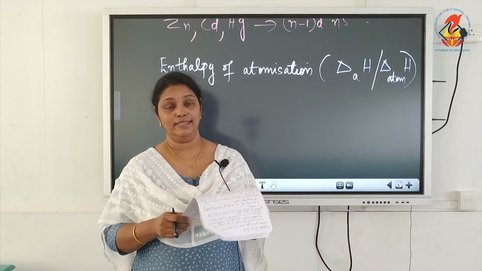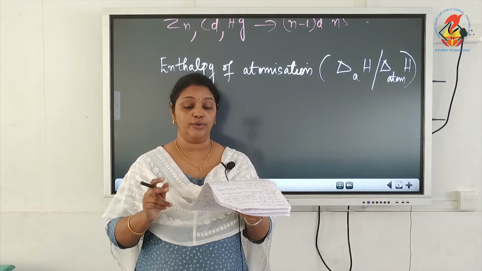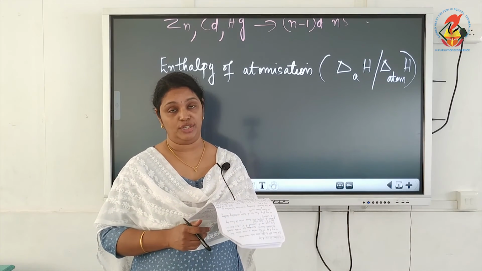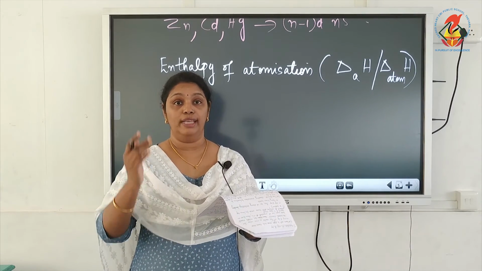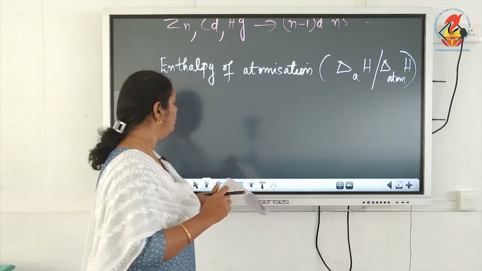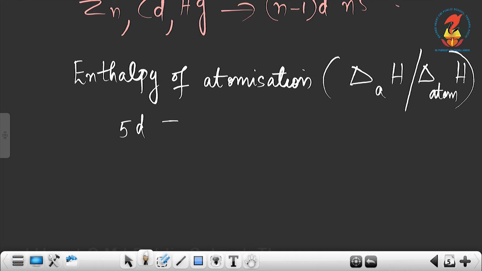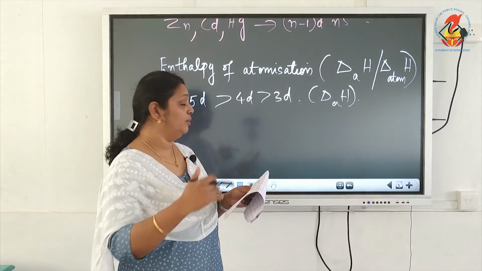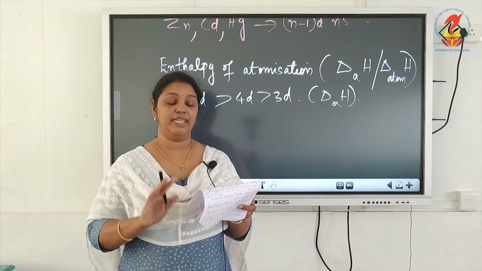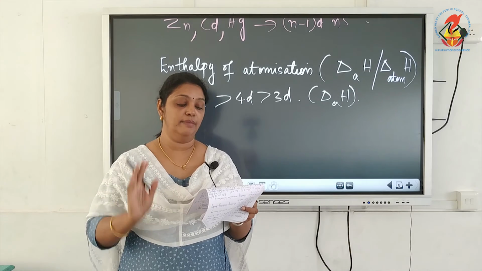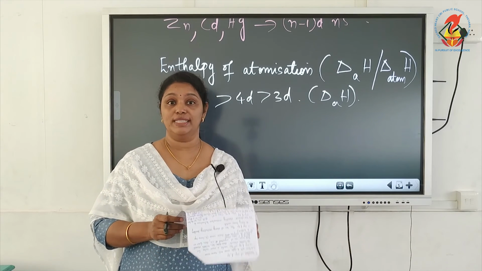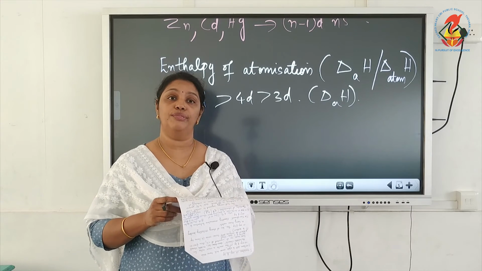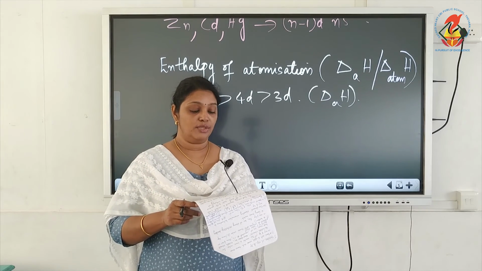Compared to 3d series, 4d and 5d series have greater enthalpy of atomization. Why? When you compare 3d, 4d and 5d, who has greater enthalpy of atomization? 5d greater than 4d greater than 3d. The enthalpy of atomization is in this order. Now why this order? This is because you know that down the group, 5d means we have the heavy metals present, and there is strong metallic bonding present in heavy metals, which makes the enthalpy of atomization high for 5d series.